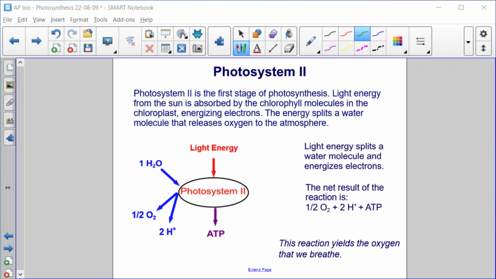Light energy from the sun is absorbed by the chlorophyll molecules in the chloroplast, energizing electrons. You can see that here, light energy to photosystem 2. The energy splits a water molecule that releases oxygen to the atmosphere. So we need water, right? That's one of our reactants, and we split it, and then we have oxygen and then the hydrogen ions. The net result of the reaction is 1/2 O2 plus 2H+ plus ATP. This reaction yields the oxygen that we breathe.